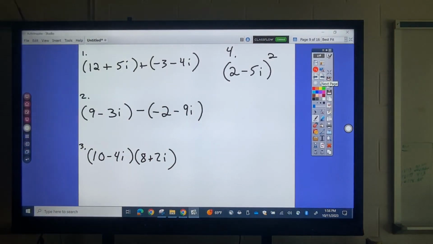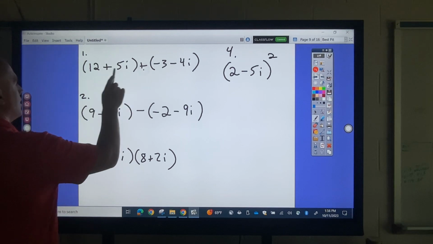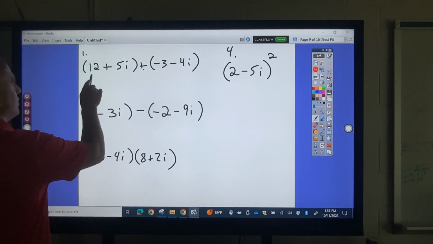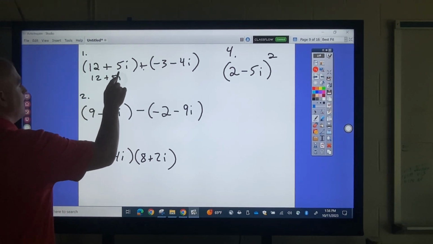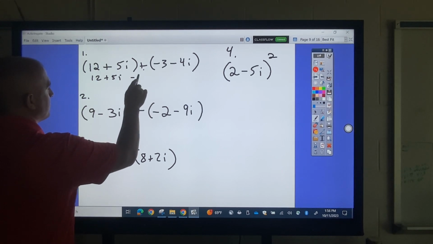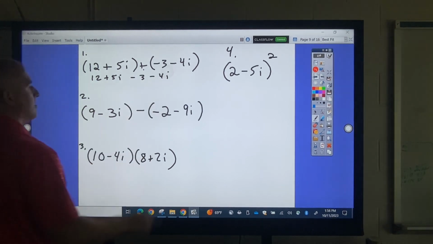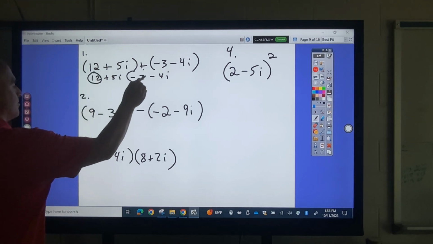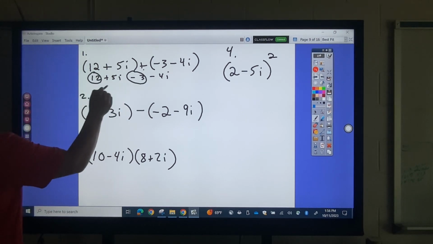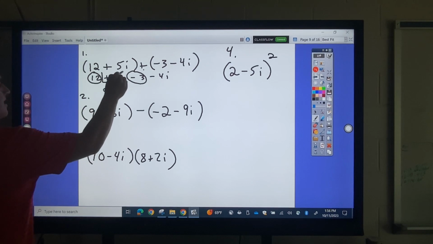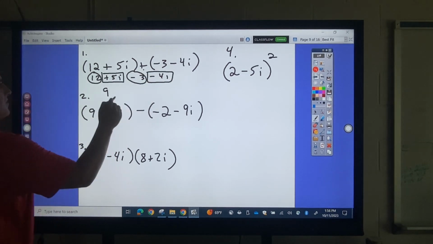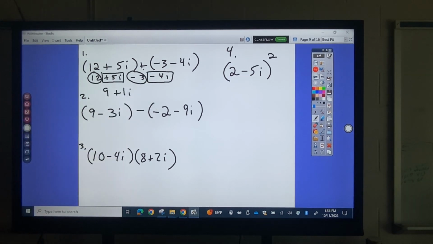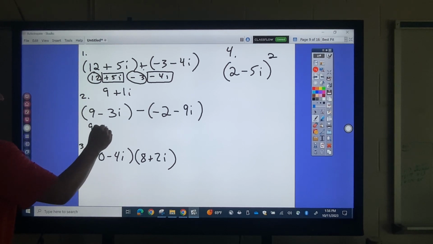Okay, moving on. Complex operations. Now, here's the idea. What this turns into is 12 plus 5i. All right, addition, I just bring these down. We learned about that. Now, I can only combine like terms. The real parts, 12 minus 3 would be 9. I then can combine those imaginary parts. 5 minus 4i would be 1i, so that would be the answer. This is 9 minus 3i.